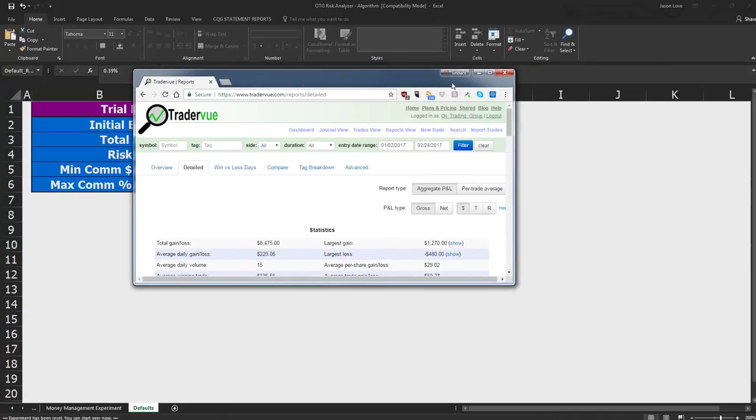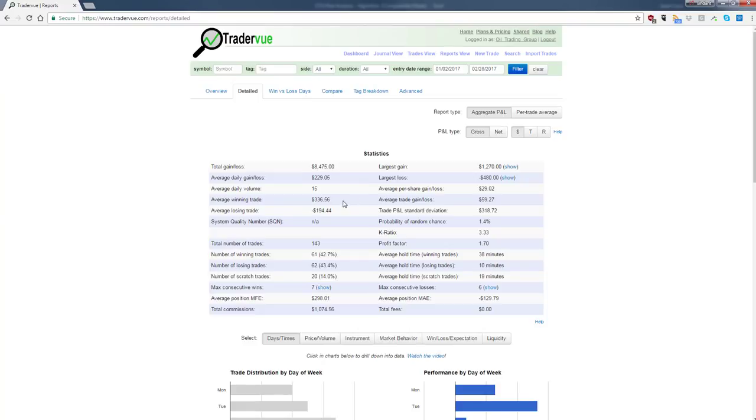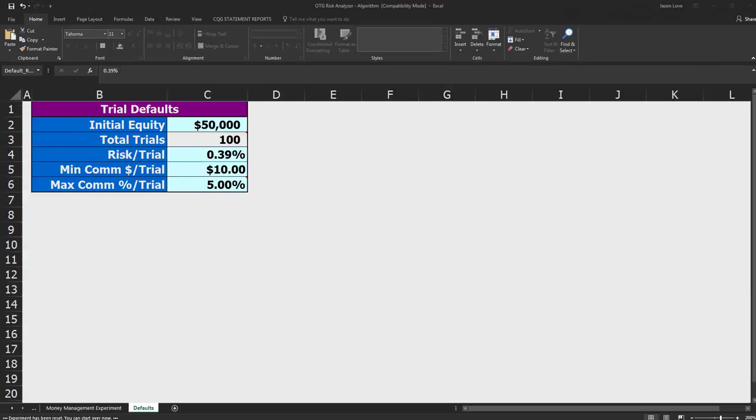The average winning trade, again, is 336.56. So if you take that number and divide it by the 194, that gives you a 1.73% win versus loss. So not quite as high as I would like it to be.